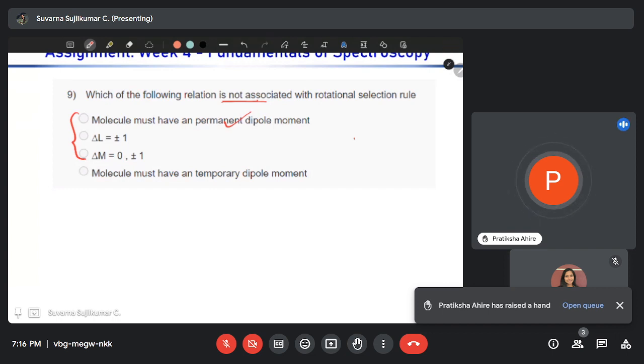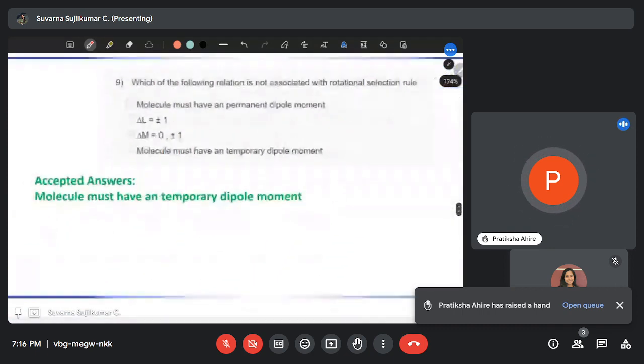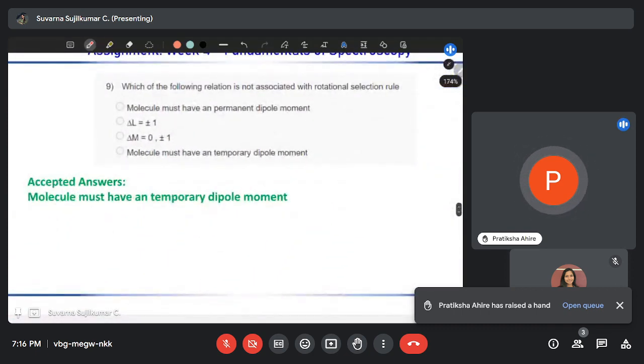The selection rule for L is given by plus or minus 1. That is also correct. The selection rule for delta ML is given by 0 and plus or minus 1. This is also right. What is not associated with the rotational selection rule is this one. So the answer is the molecule must have a temporary dipole moment. Correct? Okay, thank you.